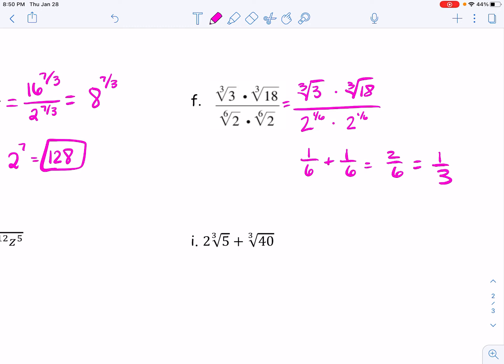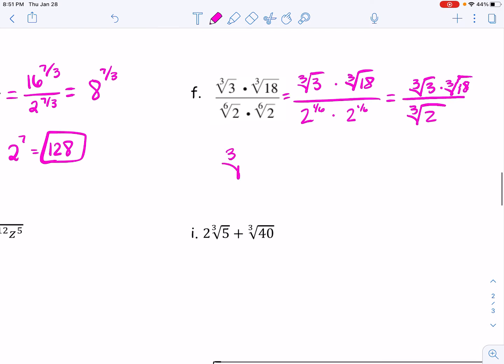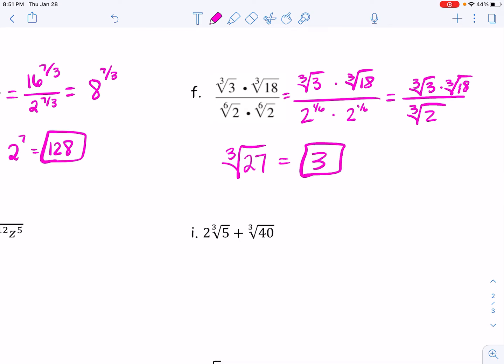Well, if this is just 2 to the 1/3 in my denominator, is that not the same thing as the cubic root of 2? And now all of them have the same root, which is phenomenal because now I can just say that this is the cubic root of 27. And in my brain, I'm just doing 18 divided by 2 is 9, times 3 is 27. And I know the cubic root of 27 is 3. Pretty awesome.